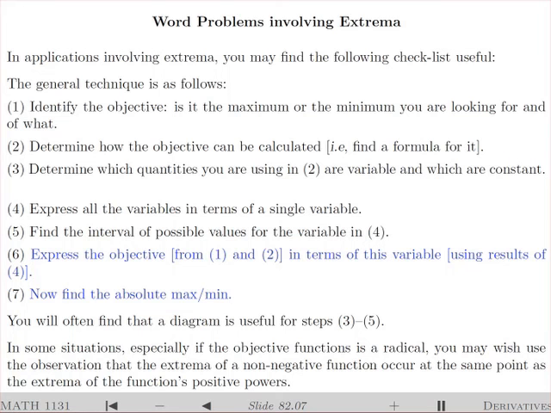If your objective function involves a radical, a square root or a cube root or something like that, for a non-negative function, the maximum or minimum occurs at the same point as the maximum or minimum of a power of the function. So if your function is the square root of some expression, you can just find the maximum or minimum of the expression, and then at the end take the square root. So next time we will do a problem that goes through these steps.